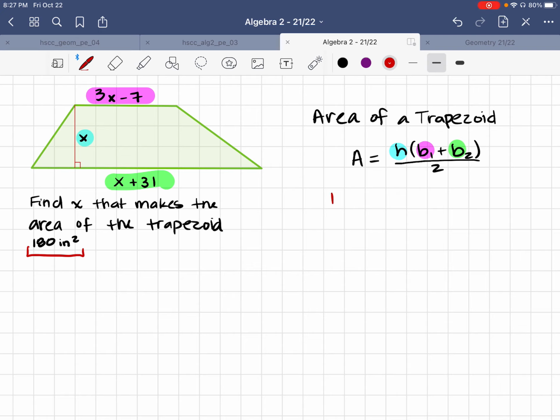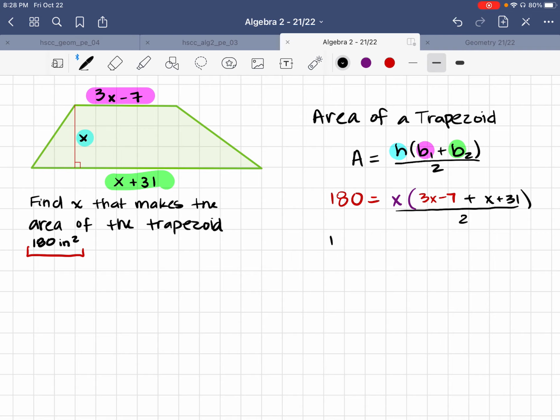So we're just going to throw that information into the equation. We're going to go 180 is equal to, we plug in the height, and in this problem the height is x. So we have x times the quantity of the first base, which is 3x minus 7, plus the second base, which is x plus 31. And then all of that is going to be divided by 2, so we put it underneath 2 right there. After you plug it in, you're going to want to make sure you simplify it. So I'm going to go ahead and simplify the problem.